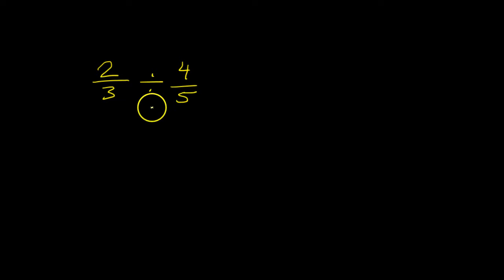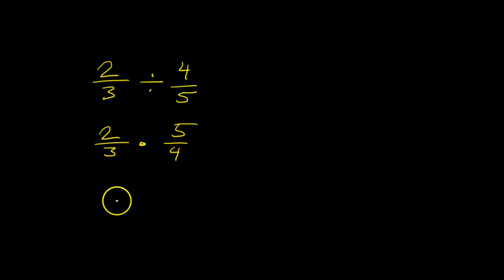Before we even get involved in the variables, let's just remember how to divide with fractions when we just had numbers. For example, if I had 2/3 divided by 4/5. Remember that if we divide a fraction by anything, what you do is you multiply by the reciprocal. So this would be the same thing as 2/3 times 5/4.